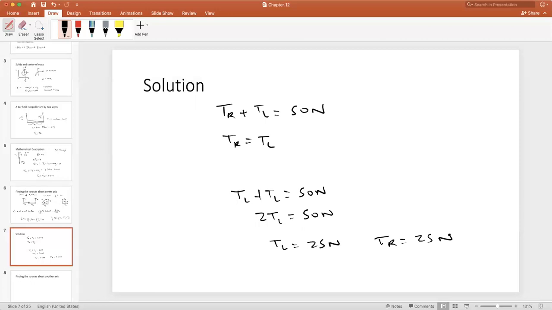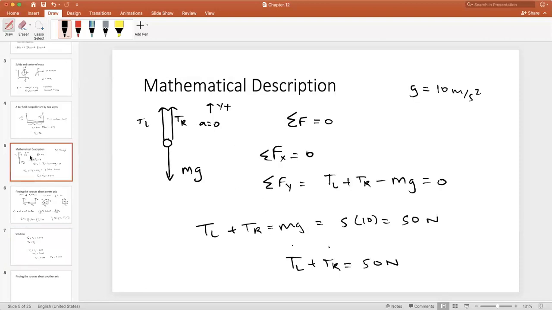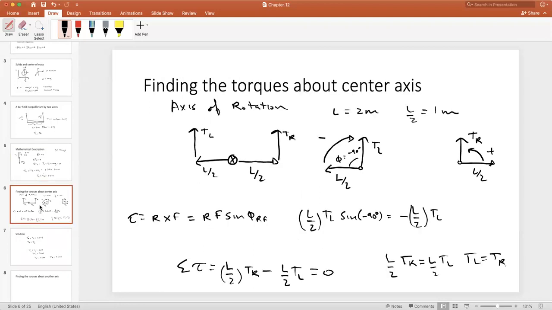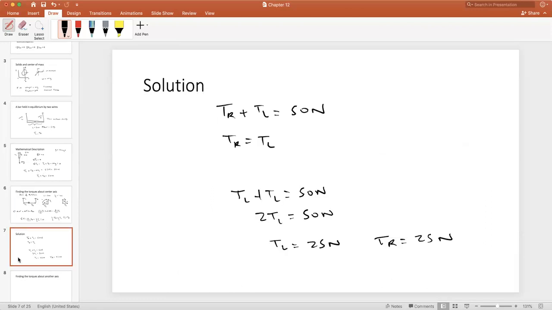We had to find the forces and set them equal to 0, which is what we did here. The sum of our forces set equal to 0 gave us that T_L plus T_R was equal to mg. And then we had to find our torques about, in this case, we chose the axis of rotation to be the center of the bar. And that enabled us to find that T_L was equal to T_R, and plugging that back in gave us our answer. However, there's a trick that we have up our sleeve that we didn't use here. Well, we kind of did, but we could have done something slightly different.